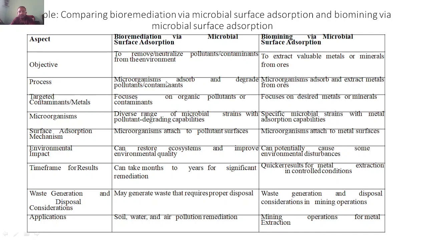Next process: in bioremediation, microorganisms adsorb and degrade pollutants. Here, in biomining, microorganisms adsorb and extract the pollutants. Here the targeted contaminants are the organic pollutants or contaminants. Here it is focused on the valuable minerals or desired metals.